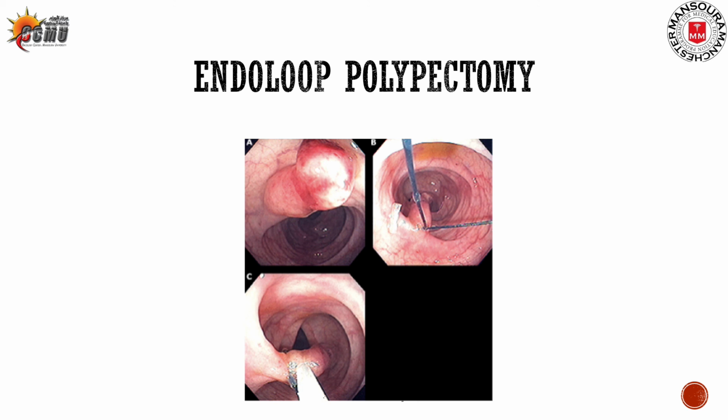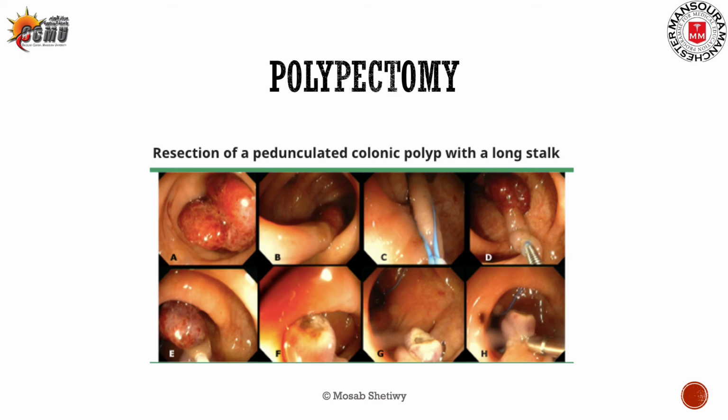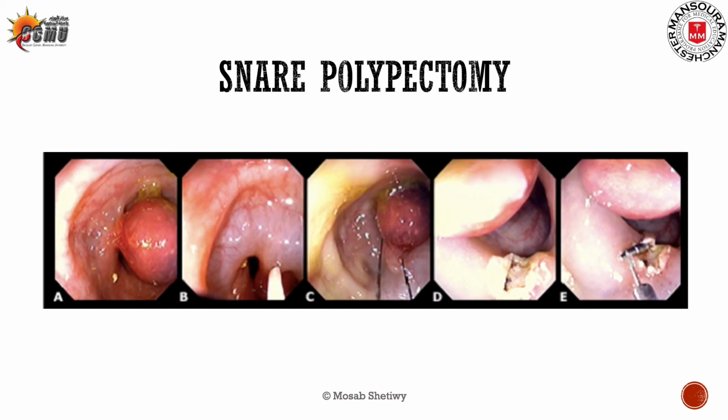There are two primary goals for polypectomy, of course. The first is to completely remove all of the neoplastic tissue with a safety margin of more than 3 millimeters. And the second is to provide a tissue sample that can be evaluated histologically. There are a number of techniques for excision, like the endoloop, as I've mentioned. This is resection of a pedunculated colonic polyp with a long stalk, and the endoloop is seen in C. A snare polypectomy can also be utilized in some settings.